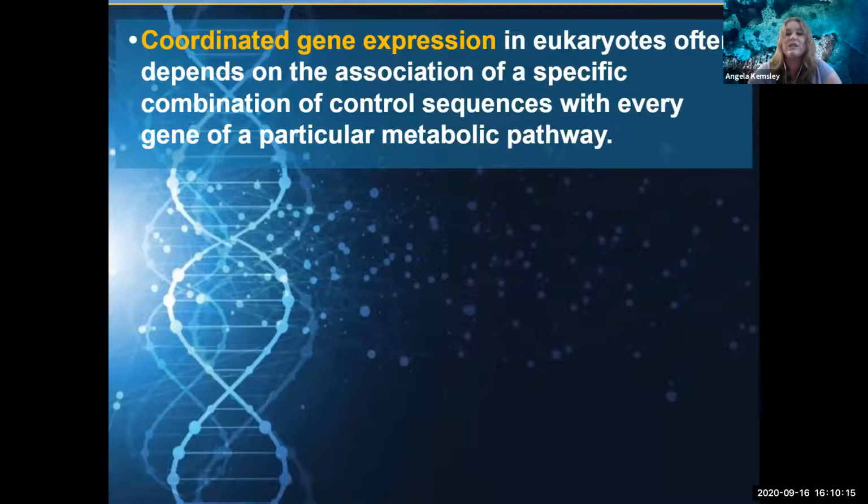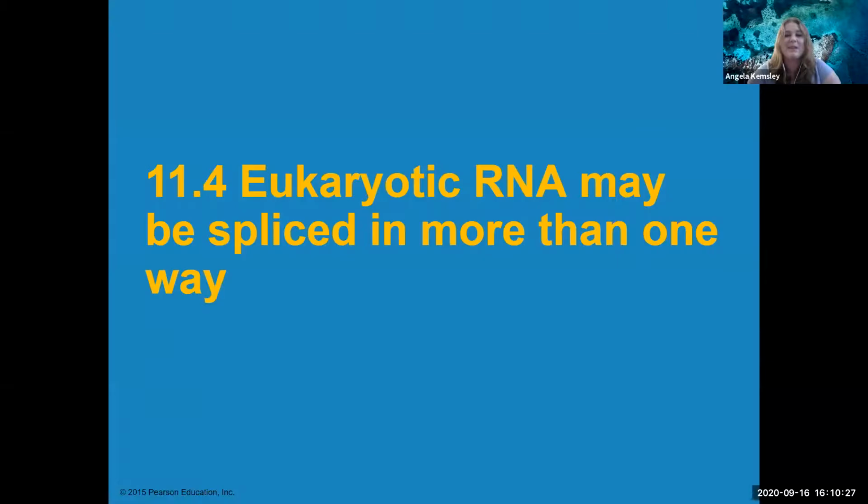So coordinated gene expression in eukaryotes often depends on the association of specific combinations of control sequences with every gene of a particular metabolic pathway. All right, so eukaryotic RNA may be spliced in more than one way. If you remember from last week, we talked about how we transcribe DNA to RNA, but then RNA has those exons and those introns, the coding and non-coding sequences, and we actually will remove the non-coding sequences before the RNA leaves the nucleus in order to go do translation.